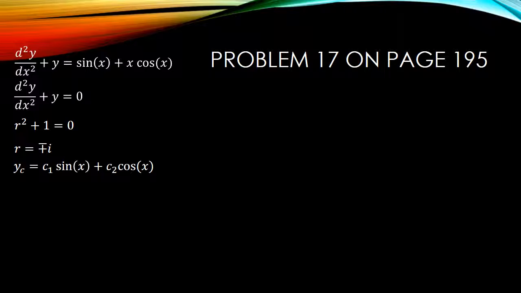This characteristic equation tells me that my roots are plus or minus i, which gives us a solution of a sine plus a cosine times constants each. Alright, so now I need to pick out my particular solution.